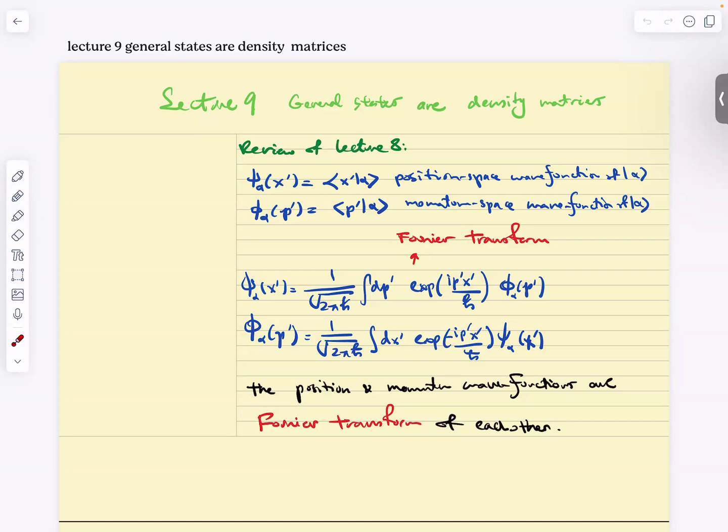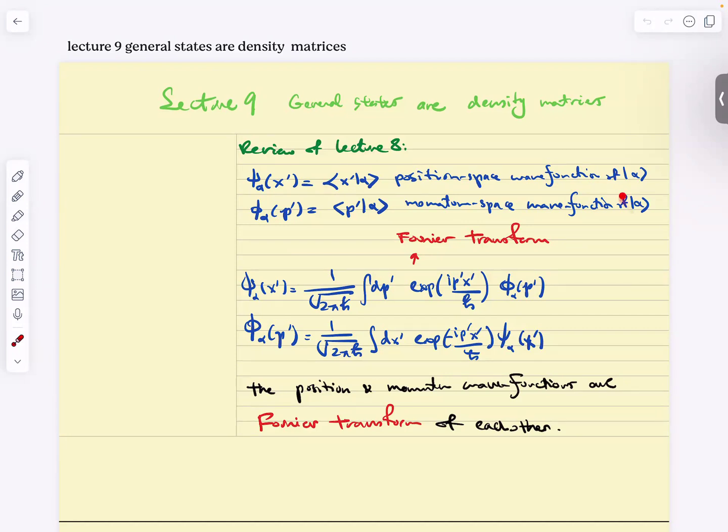All right. So review of lecture 8. We talked about psi alpha of x prime, which is a bracket of x prime, the delta function normalizable eigenket of the position operator with eigenvalue x prime, and some arbitrary ket alpha. We call this the position space wave function of ket alpha, right? So this is what Schrodinger came up with, wave functions. And we've had descriptions of these in terms of matrices as well, right?